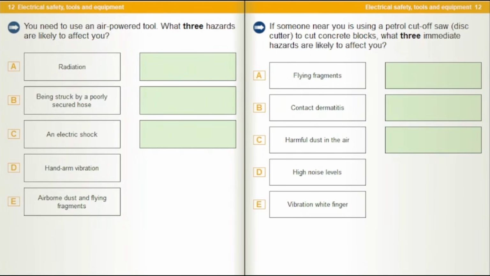You need to use an air-powered tool. What 3 hazards are likely to affect you? Radiation, being struck by a poorly secured hose, an electric shock, hand-arm vibration, airborne dust and flying fragments.